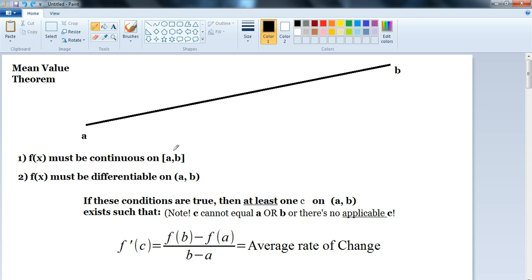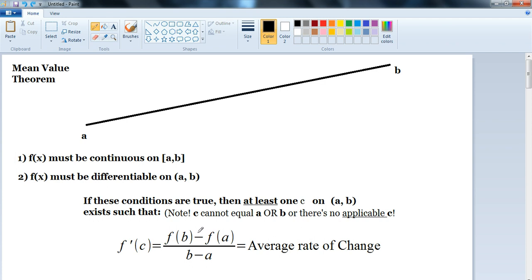One, f of x must be continuous on [a, b] inclusive, and two, f of x must be differentiable on (a, b), which basically means that you should be able to take the derivative of it between a and b. If these conditions are true, then at least one c in (a, b) exclusive exists such that f prime of c is equal to the average rate of change, or is equal to this equation.